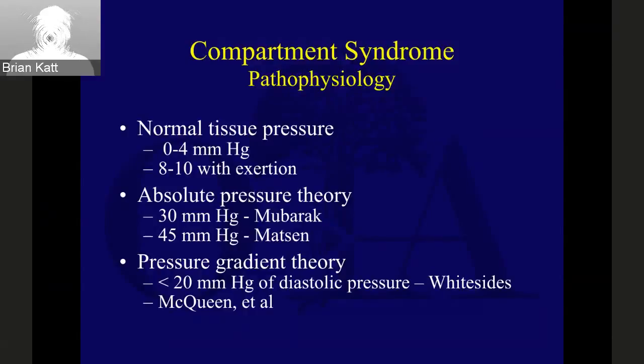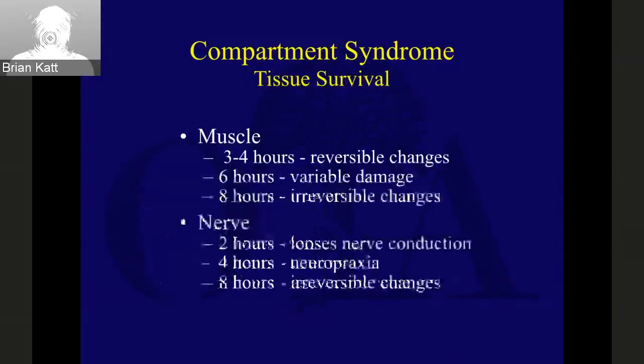Originally, when you go back 30, 40 years, they were talking about an absolute pressure theory, where one paper said 30, and then another paper said 45, when you started to get compartment syndrome. And the current theory now is more of a pressure gradient theory. So if you look at someone's diastolic pressure, if the compartment pressure is within 20 millimeters of mercury of that, then you might not be able to perfuse the compartment. And that's why I was saying you could potentially increase the patient's blood pressure to buy you a little bit of time.